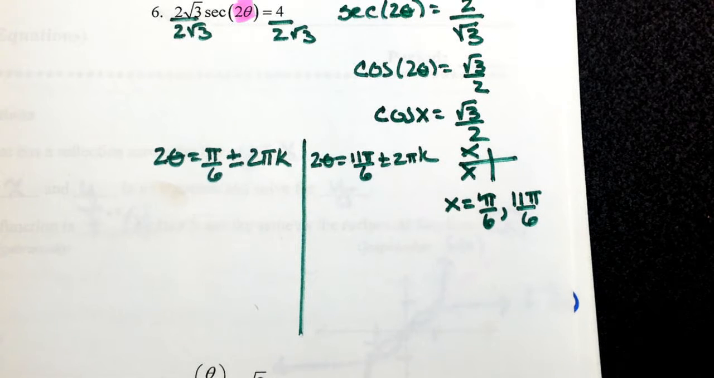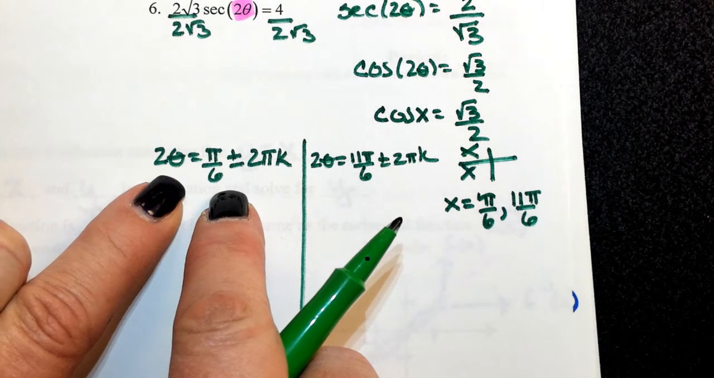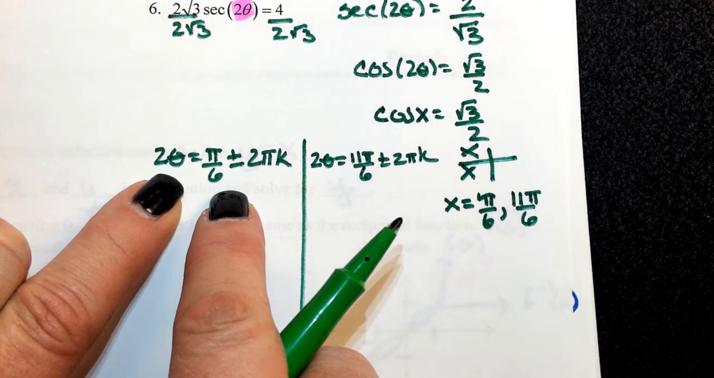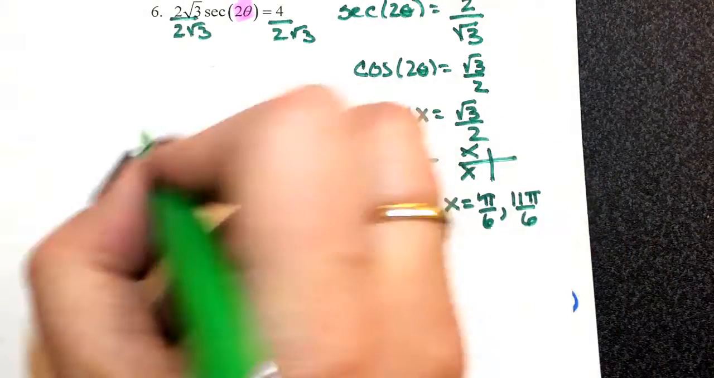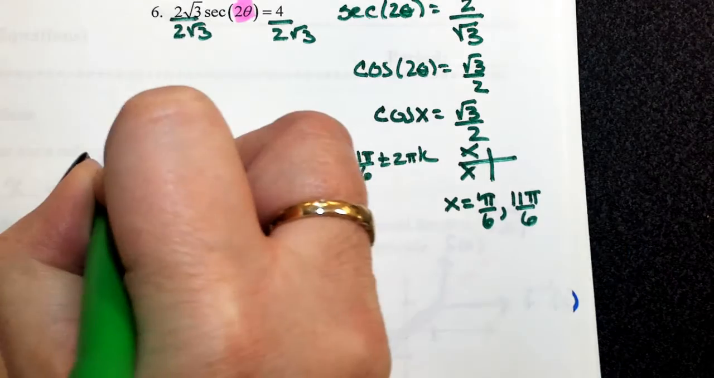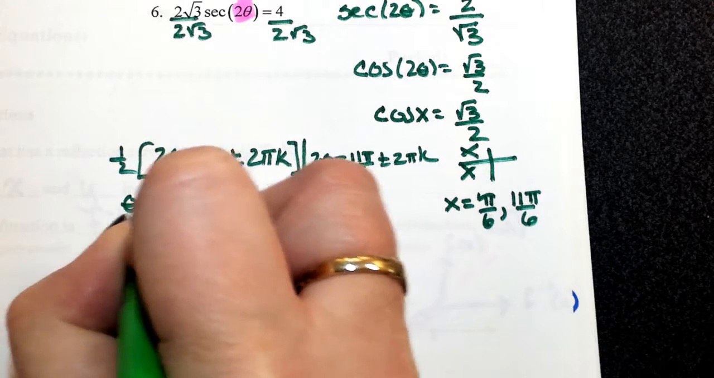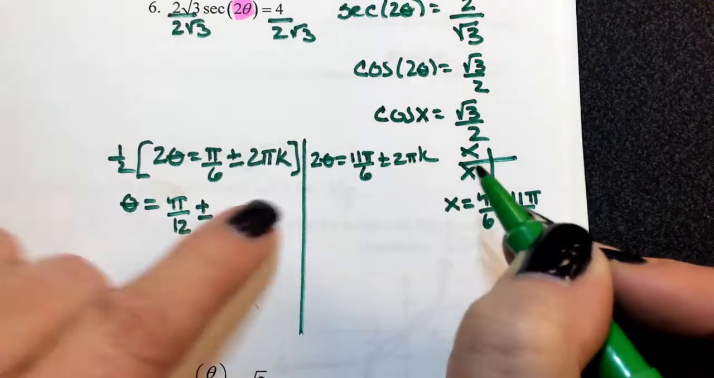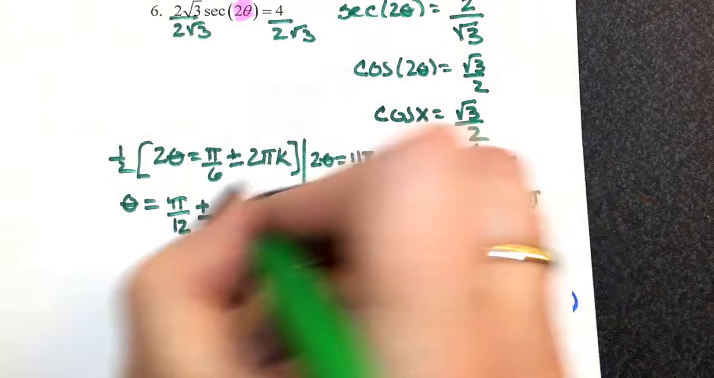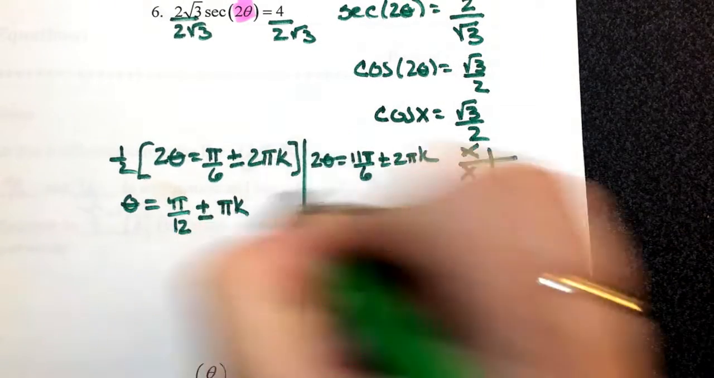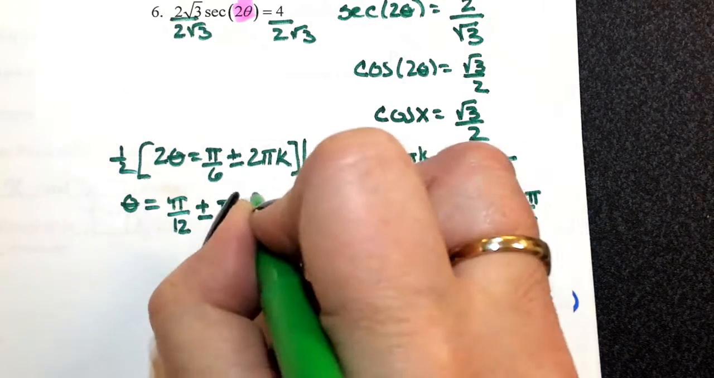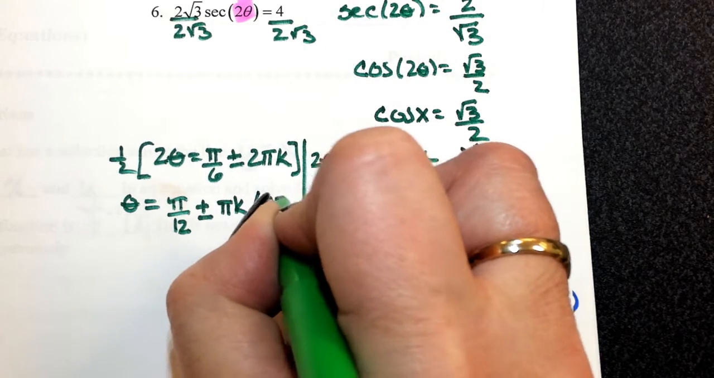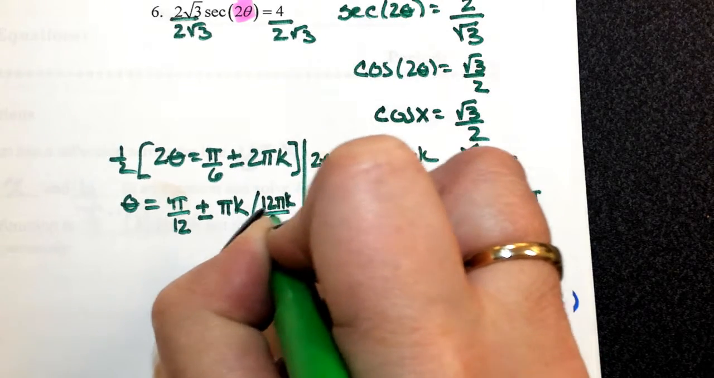I just like to write them both in the beginning so I don't forget to do them both. Once I identify this is my good news, bad news scenario. So how do I solve for theta here? What am I going to divide by or multiply everything by? 2. Divide by 2 or multiply by a half. So theta is going to be equal to pi over 12 plus or minus 2 pi k times a half will give me a pi k. And that common denominator is going to be a 12 pi k over 12.